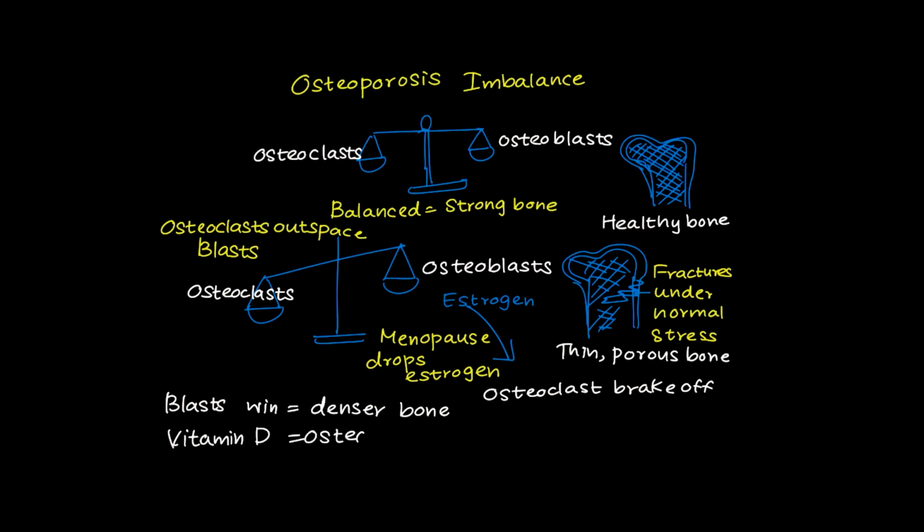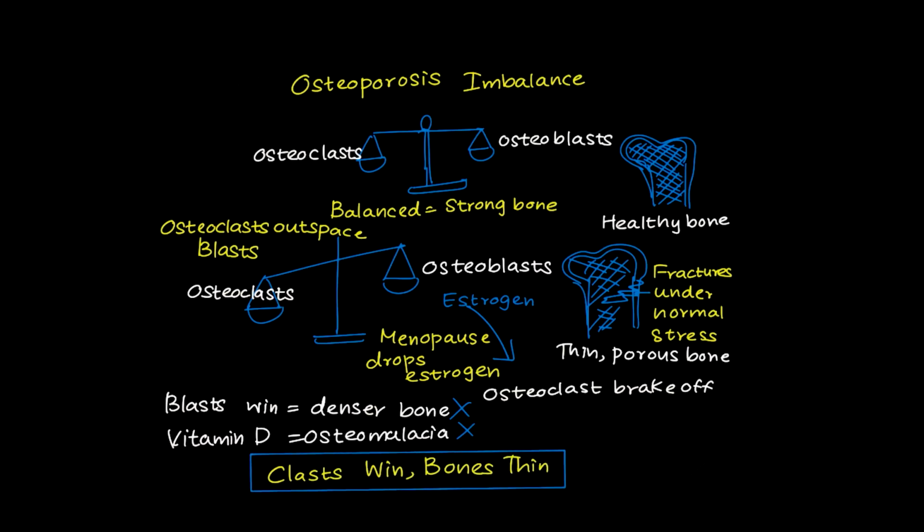Here's a D236 OA exam tip for you. Link osteoporosis to the phrase: clasts win, bones thin. When demolition outpaces construction, bones lose mass. Clasts win equals bones thin equals osteoporosis. Fractures follow.